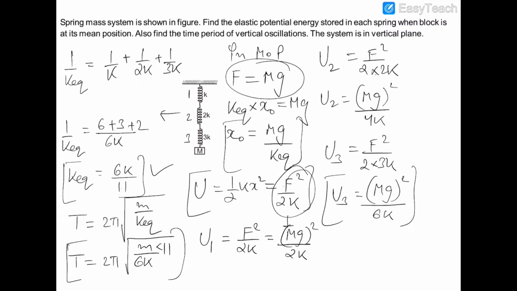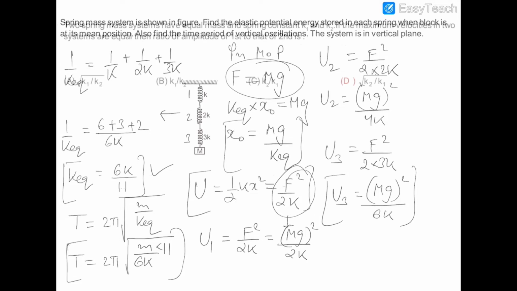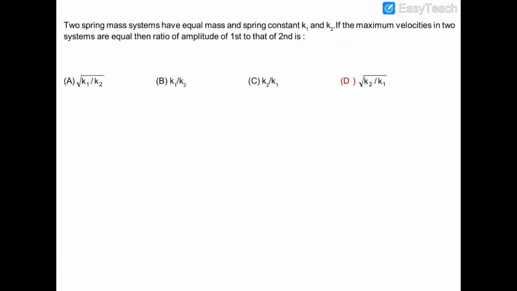So now let's move on to the next problem. In this problem, there are two springs which are connected to two masses. The masses are equal and the spring constants are k1 and k2. It is also given in the question that the maximum velocities of these two systems are equal.